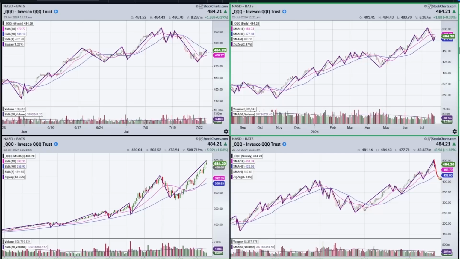Now, if we break that, we break the trend line, then we'd be doing the exact same process that we did on the daily chart. We'd be doing that on this time frame. But the whole thing that I'm trying to get across here is that a top doesn't happen in a single day.